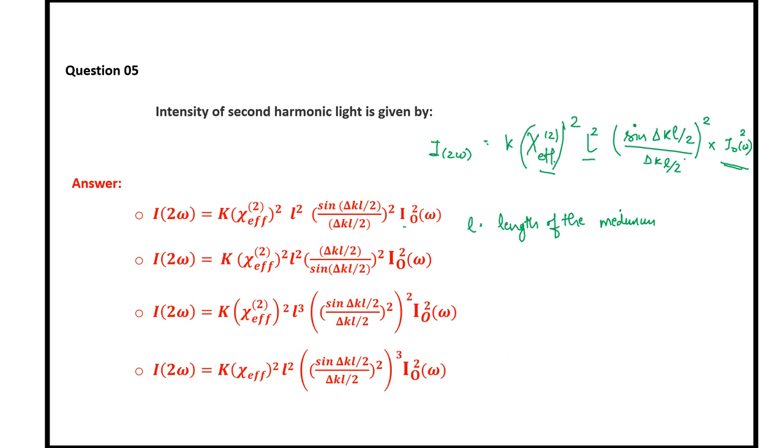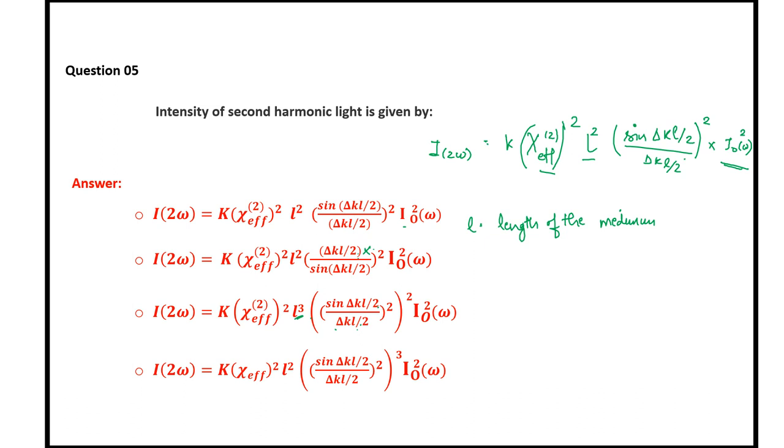From this expression, what can we get, which is the correct option for this? Here they have written delta K L by 2 in the numerator. So this cannot be the right option. Here they have written sine delta K L by 2 and delta K L by 2, which seems to be correct and similar to this. But the only difference is the L cube.